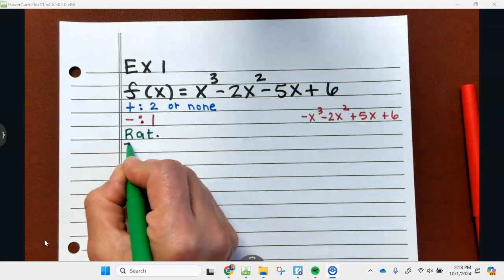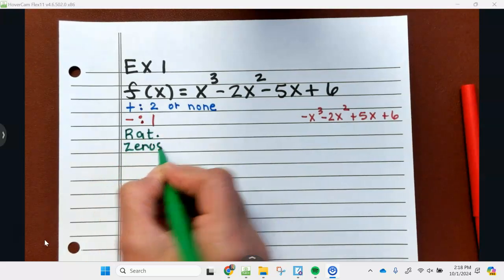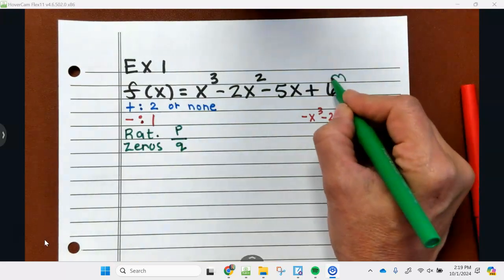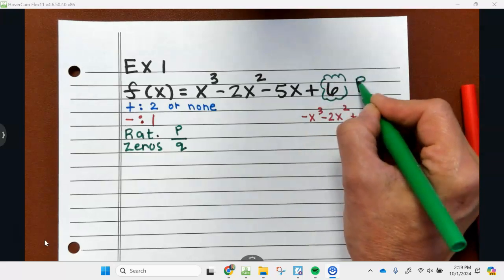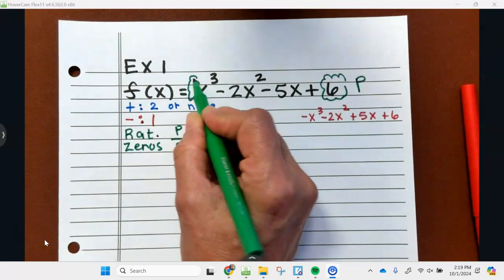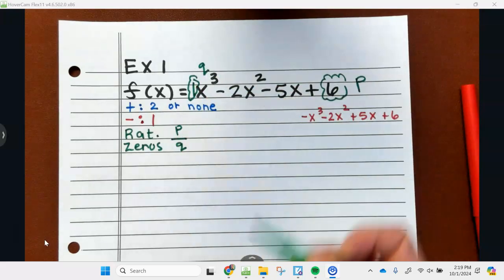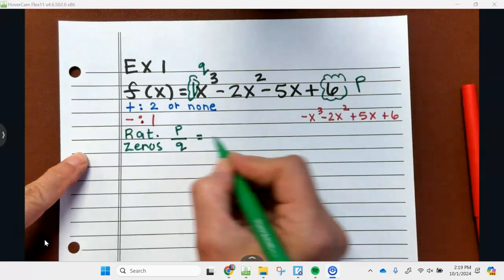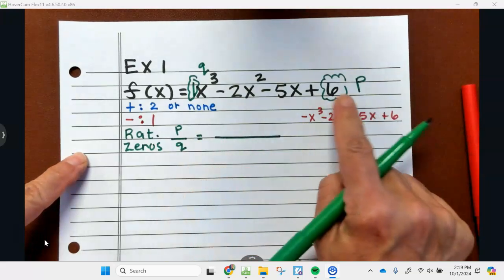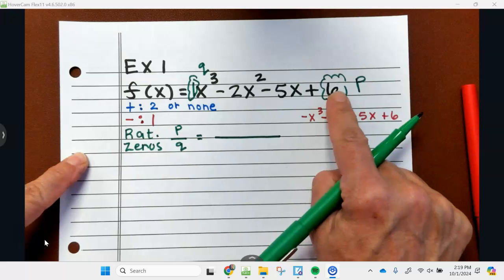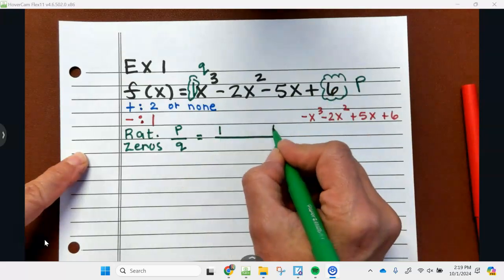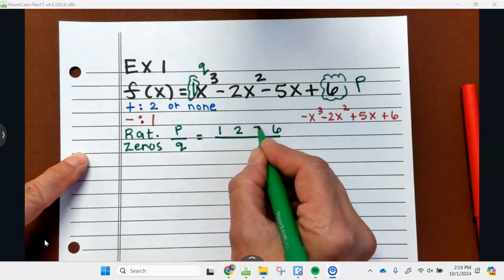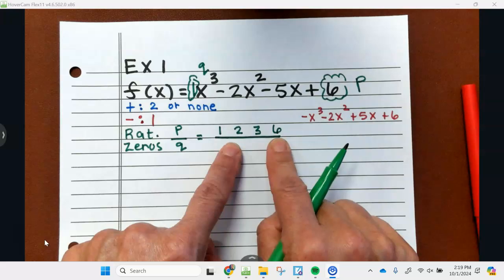I'm abbreviating. Rational zeros. Remember, that's P divided by Q. Remember, this is the P value. This is the Q value. It's understood to be 1 when it's not written. All right, so let's list all of the possible factors that multiply to 6. 1 times 6 makes 6. Also, don't forget 2 times 3 makes 6.